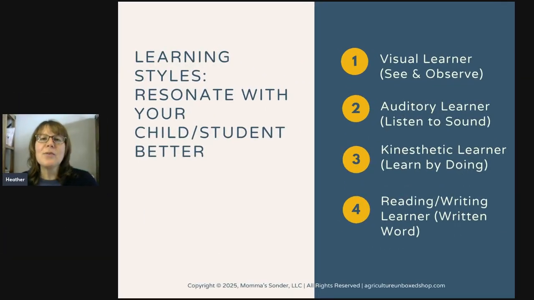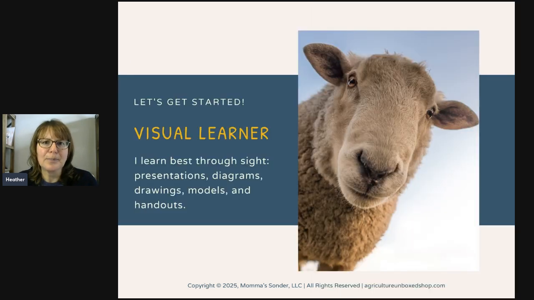All right. So the four learning styles that resonate with our children or ourselves are: one, the visual learner; two, the auditory learner; three, the kinesthetic learner; and then the reading and writing learner. And you can see there's different things that go with each of those learning styles, and we're going to dive a little bit deeper into each of the four learning styles.